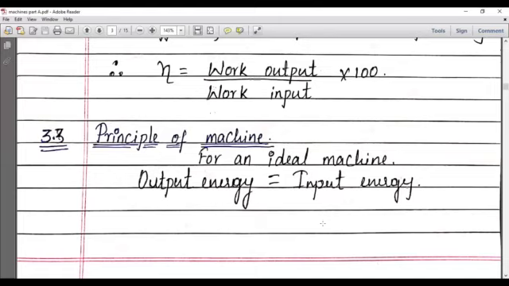Third one, its different parts are not perfectly rigid. See, if parts are not perfectly rigid, what happens? There will be friction. Again, there will be friction. So therefore, output energy will be less than input energy.